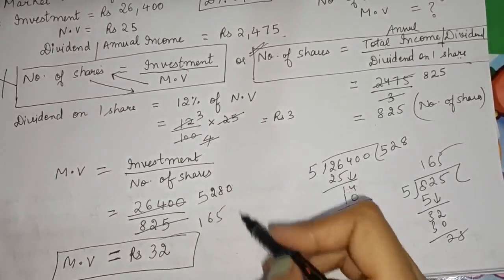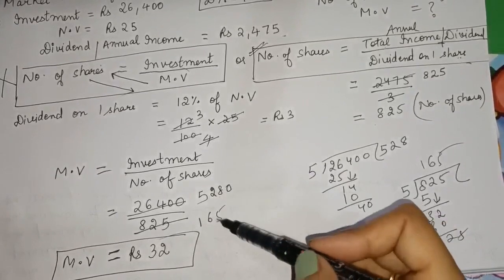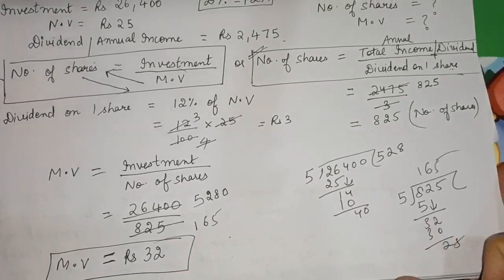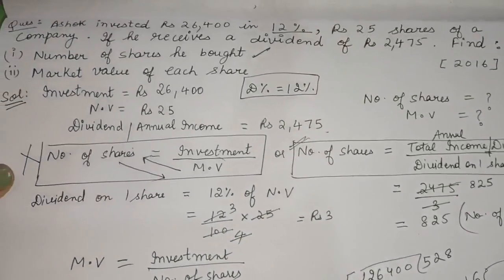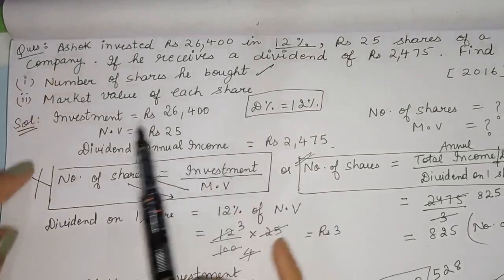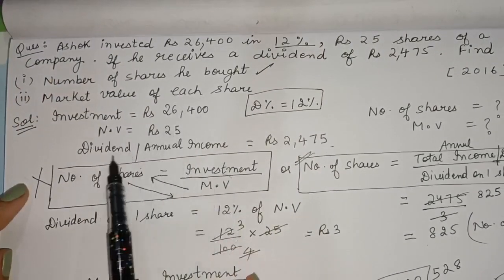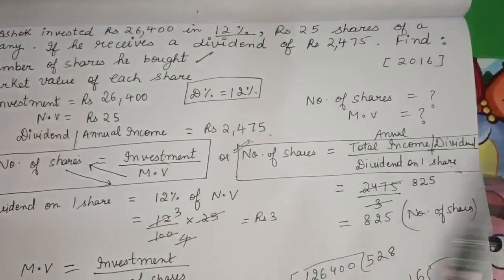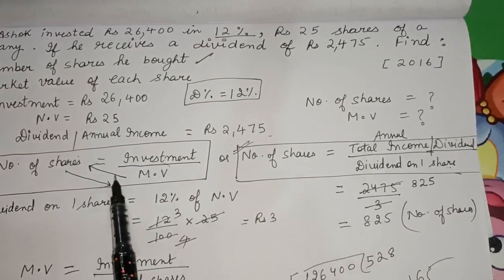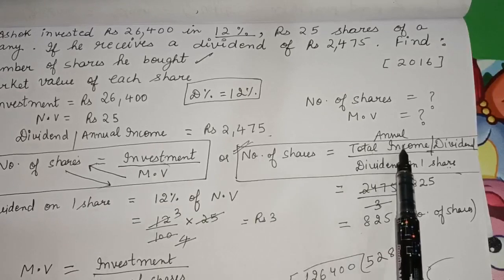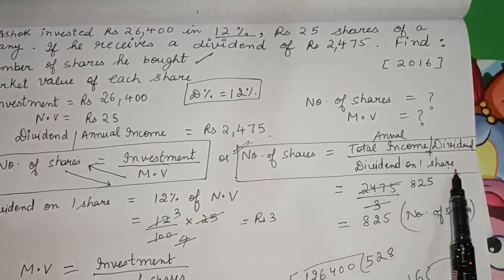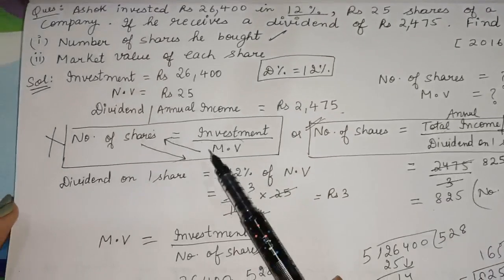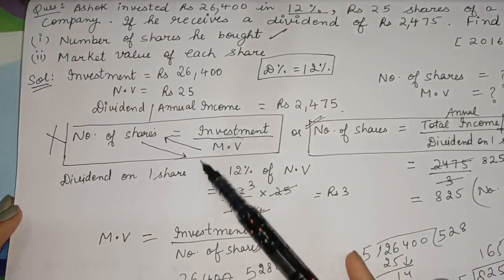See here, again on 5's table you can do cancellation, and after that directly also if you want you can divide it. And in this question you can see the question was very simple. These were the things given to us: investment, NV, annual income or dividend, and dividend percentage. We had to find number of shares and MV. So we used this formula of number of shares, total dividend by dividend on one share, and we found the number of shares. Then this number of shares we used here and calculated the value of MV.